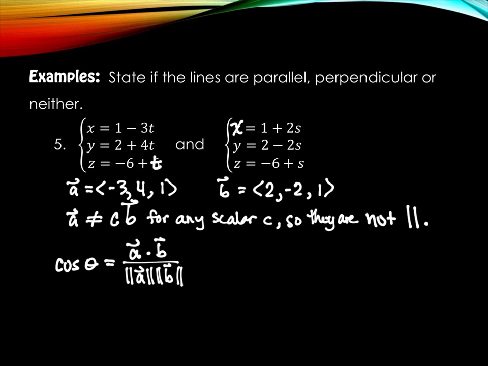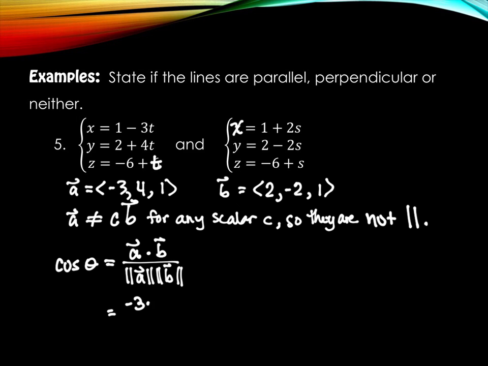So that theta is what we're looking for. If theta is going to be 90, then we're going to have something that's orthogonal. And if it's not 90, then it's not going to be orthogonal, and it'll be neither. Okay? So we're going to take a look at this. Well, we have A and B. We haven't done a dot product today, so we should. What's the dot product going to be for A and B?